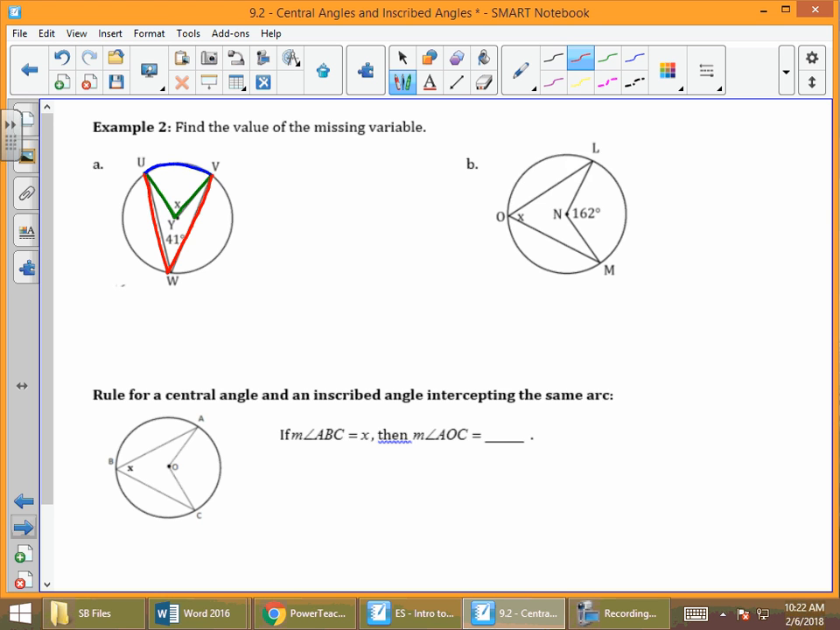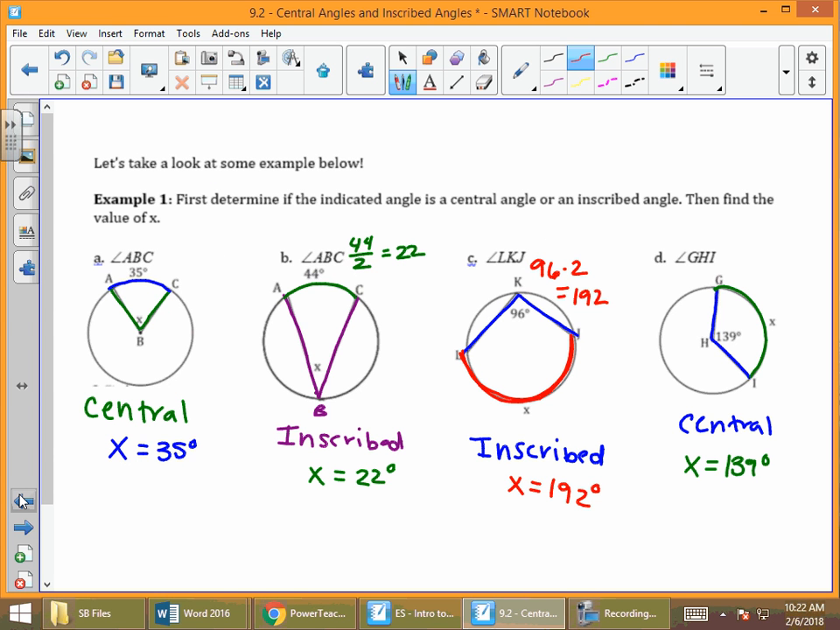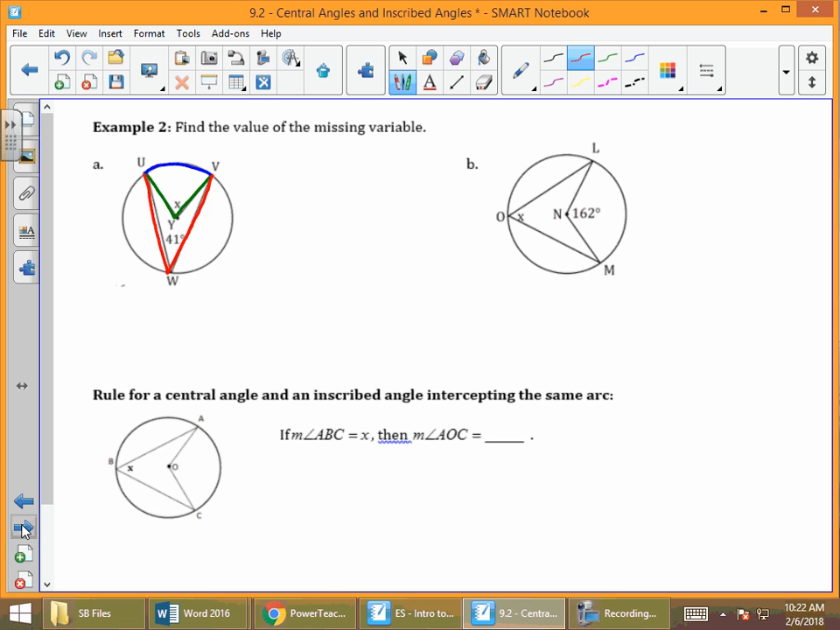What did we do on this one when we went from angle to arc and it was inscribed? Did we divide by 2 or did we multiply by 2? Multiply by 2. So same thing here. We're going from angle to arc. We're going to multiply by 2. What's 41 times 2? 82. So I know the measure of this arc is 82. Well, now that we know the measure of that arc is 82, what does the angle have to be? Alex? 82. Central angles and the arcs are the same.